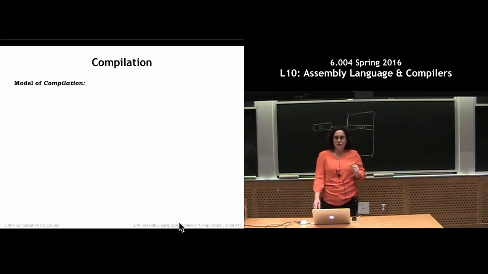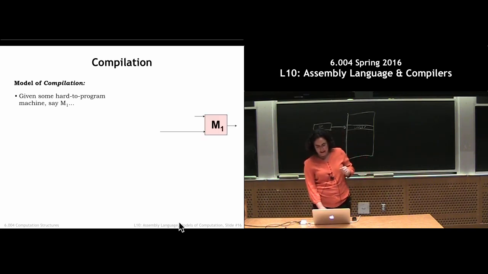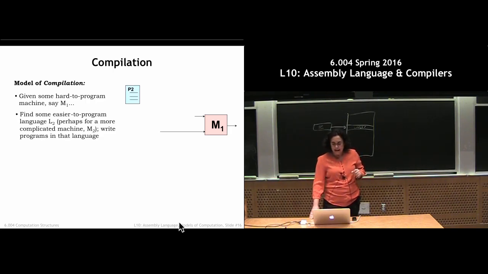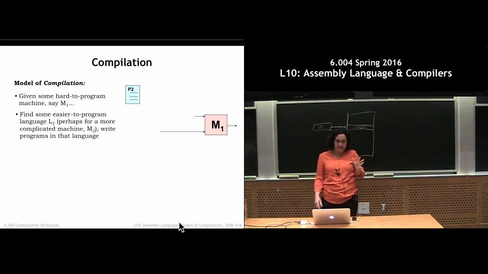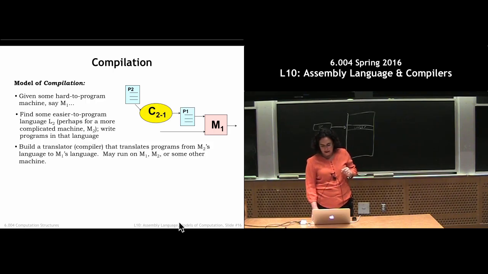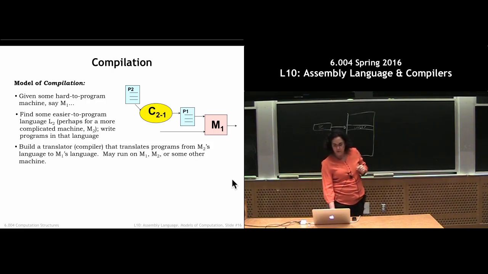So the way compilation works is, again, I've got this hard-to-code machine M1. I now have a program P2 that's written in a language that's easy for me to work with. And then I have this compiler which translates this program that's written in this language L2 for P2 into a program that's written in the machine language of M1 so that it can run on M1.